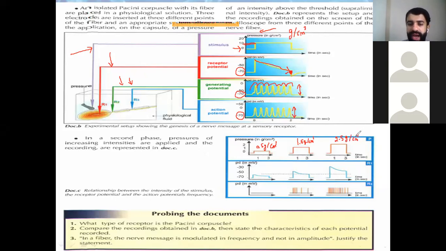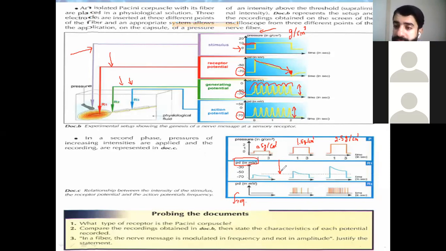So what happens? Here we have the potential difference in millivolt, and down we have the frequency of the action potential. The frequency, the repetition. So here is the relationship between the intensity, the receptor potential, and the action potential's frequency. So when the pressure was 0.5 grams per centimeter cube, do we have an action potential here? Pay attention here. The dotted line represents the threshold.